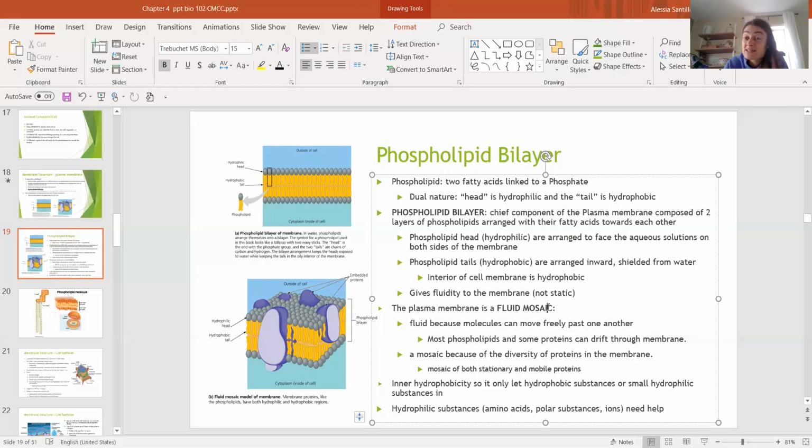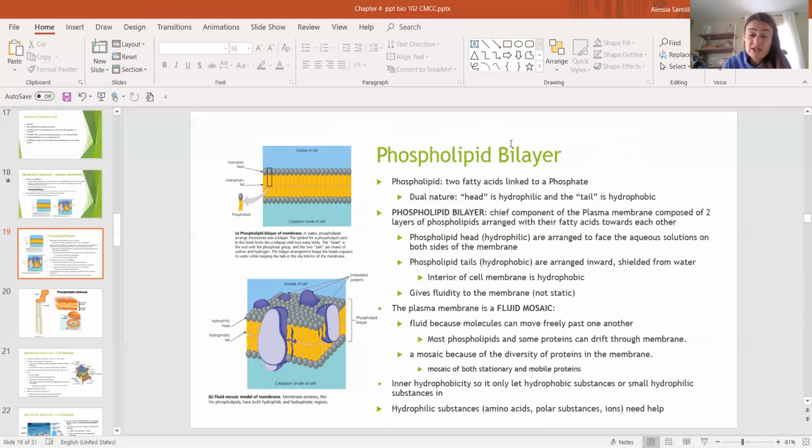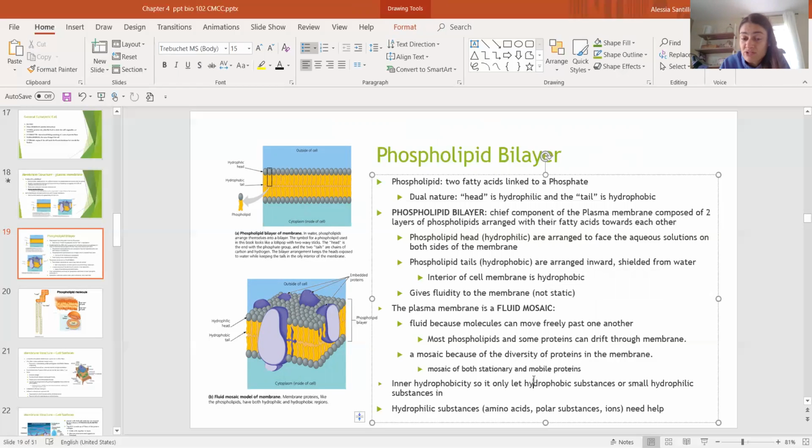We also call it mosaic because it's a bunch of different things that make it, right? Just like any kind of mosaic art piece, there's a variety of different components. The main components are the phospholipids, but then, as we just saw, there are different proteins that can be squished into the plasma membrane, right? So it's mosaic because of the diversity of proteins in the membrane. We have both stationary and mobile proteins here.